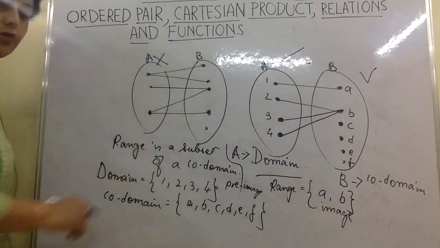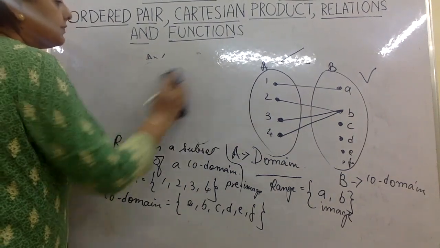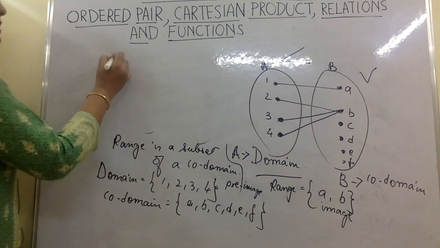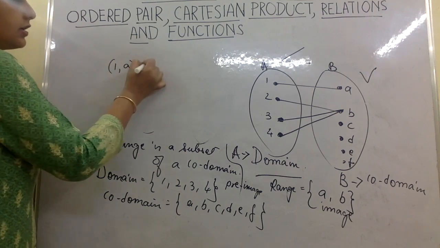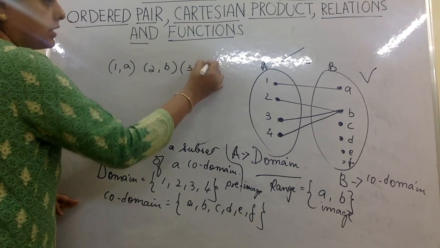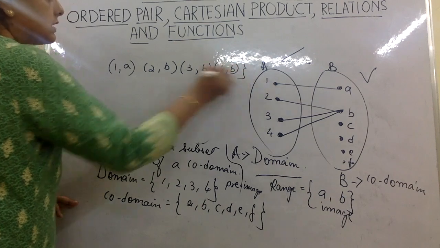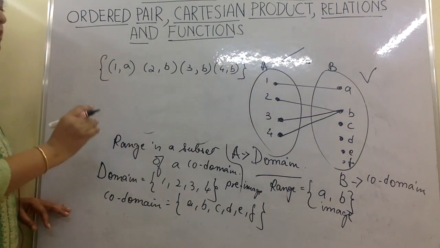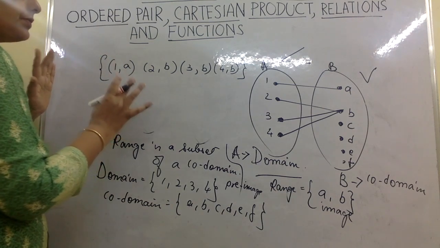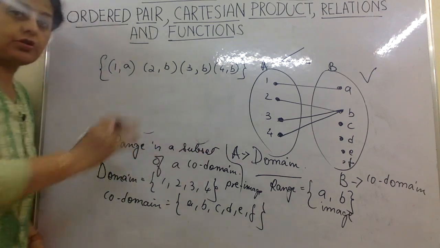If you want me to form ordered pairs of this, I can link like this: 1 comma A, 2 comma B, 3 comma B, and 4 comma B, not anymore. This is the function. These are the ordered pairs that can be made from this function.